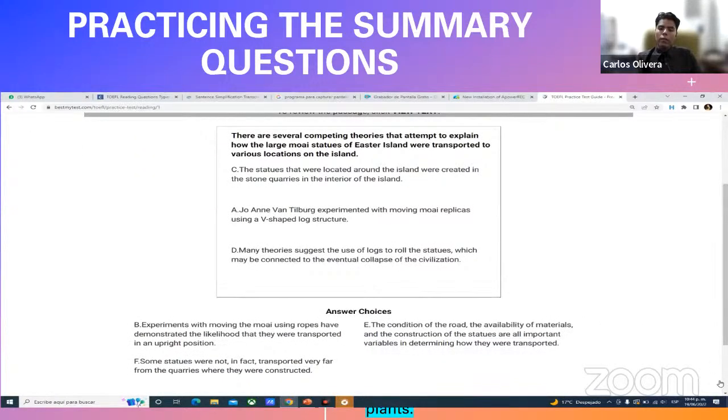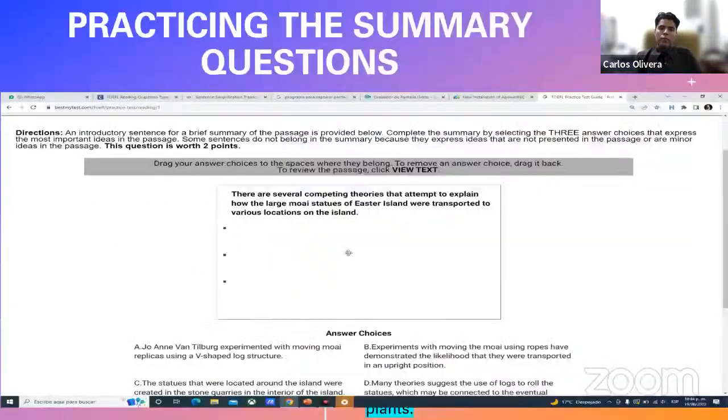You have to look at your statements, that is, these specific summaries or these specific ideas below your box. You're going to read them, and if one of those statements or ideas expresses one of the main elements and discussions within your passage, then you drag it to your box, and that is going to be your correct answer.